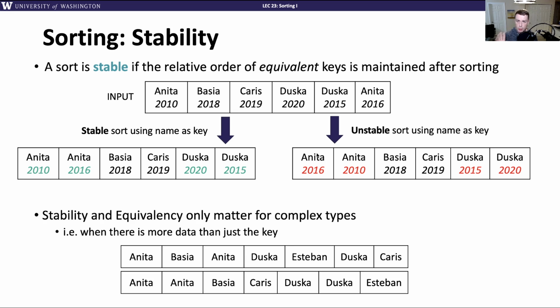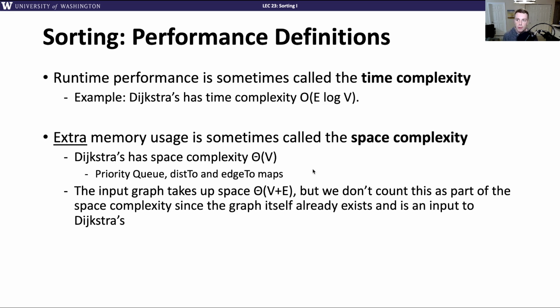So that's stability. We talked about the properties of sorting, ordering relations, and what a sort is. We talked about stable sort. And the last definition I want to throw at us is about the performance of sorting algorithms. We'll talk about lots of different sorting algorithms. As a reminder, when we talk about runtime, we talk about the asymptotic runtime. What people commonly use is time complexity, which is another term for runtime or asymptotic runtime. So Dijkstra's has a time complexity of big O of E log V.